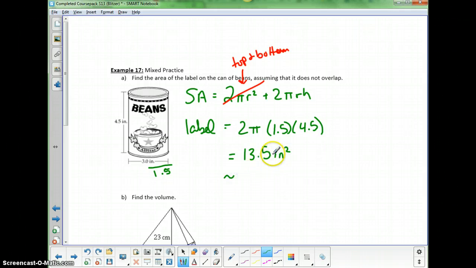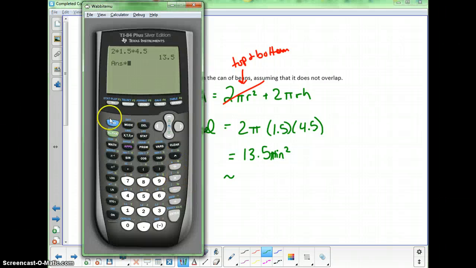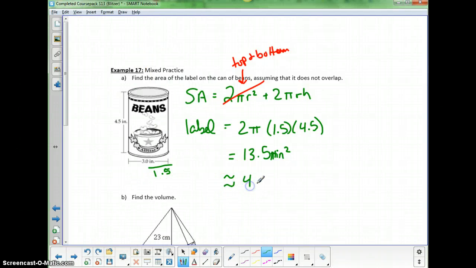which would be approximately 13.5 times pi, which is 42.4 square inches.